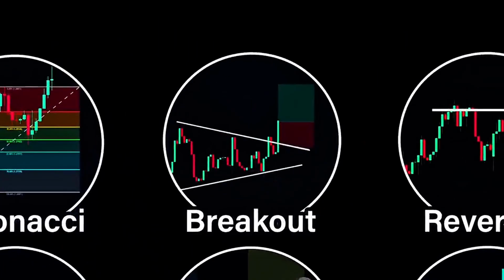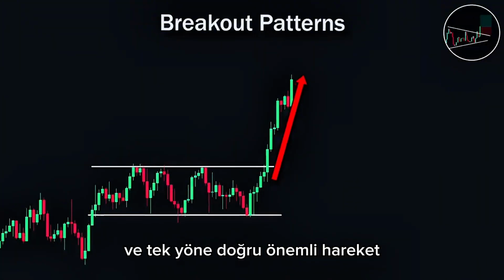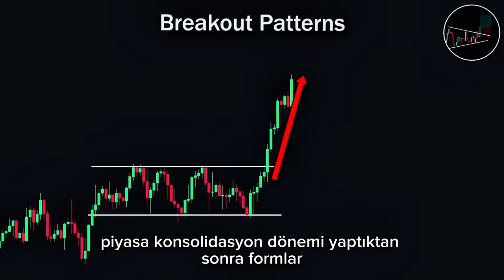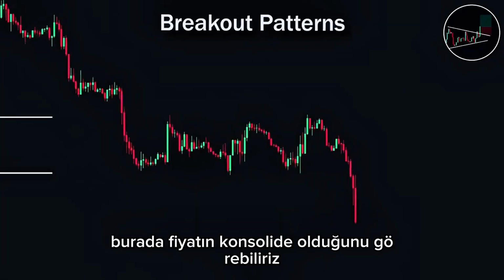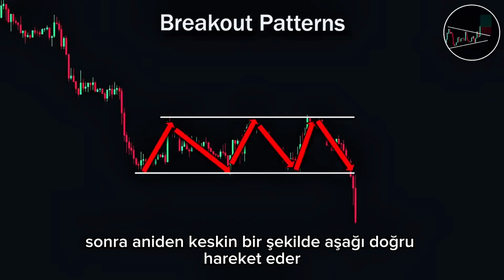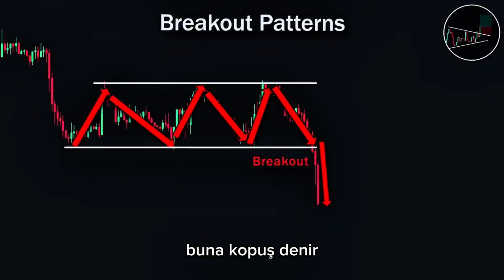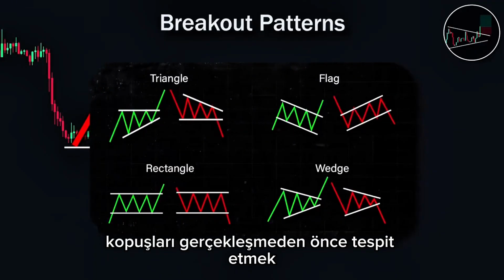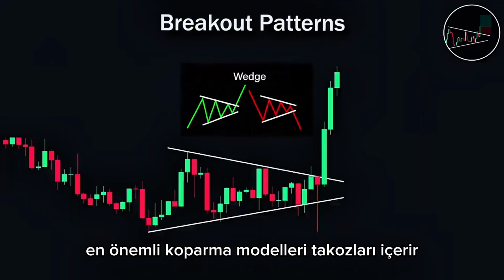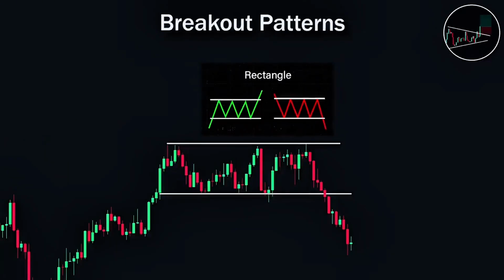Breakout patterns. It is when price makes a sudden and significant movement towards one direction. This usually forms after the market makes a consolidation period. For example, here we can see that the price is consolidating. Then, it suddenly moves sharply to the downside. This is called a breakout. To take advantage of this, traders could use specific patterns as a guide to identify breakouts before they happen. Most notable breakout patterns include wedges, triangles, and the rectangle pattern.